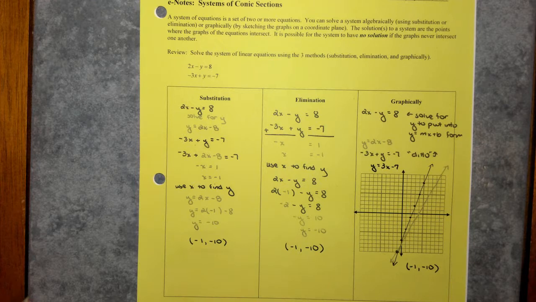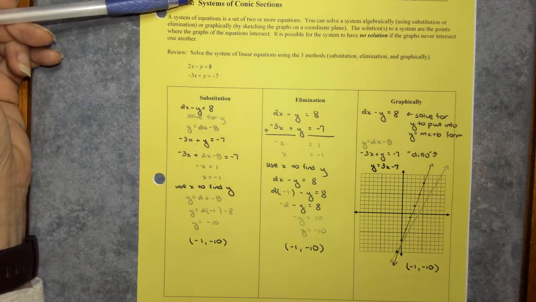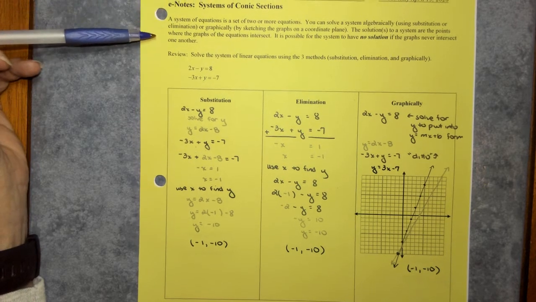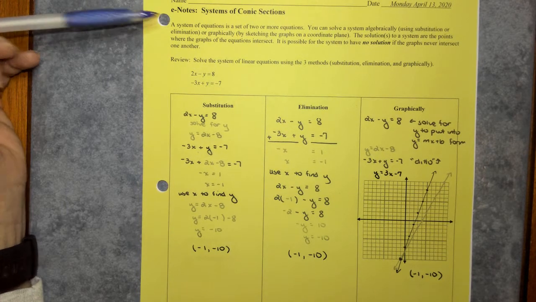Everybody. Today we're going to look at systems of conics, and so we'll go back and do a quick review on what a system is. A system is basically just two or more equations, and when you were in Algebra 1 you learned how to solve them really three different ways.